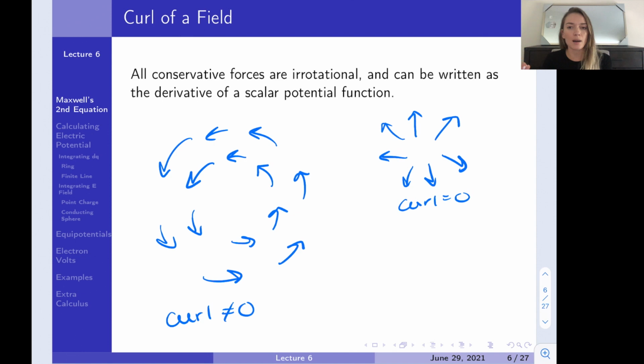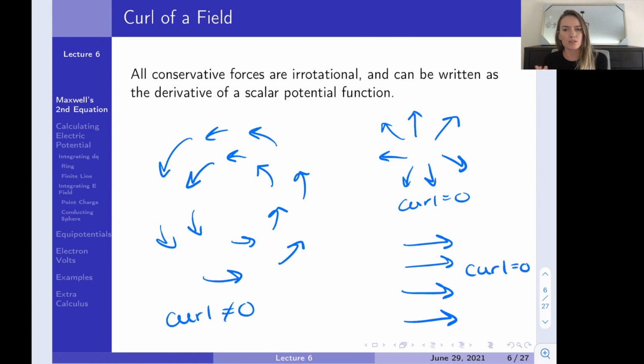And similarly for our electric field of an infinite sheet that was just constant, like that, there's no rotation here, there's no curl, so the curl here is also 0. So that's all the curl is. You don't have to understand all of the vector calculus behind it. Just a simple conceptual picture will do.